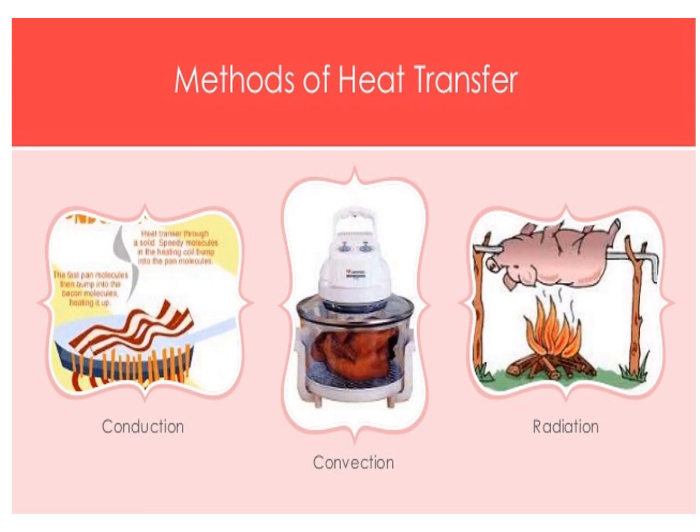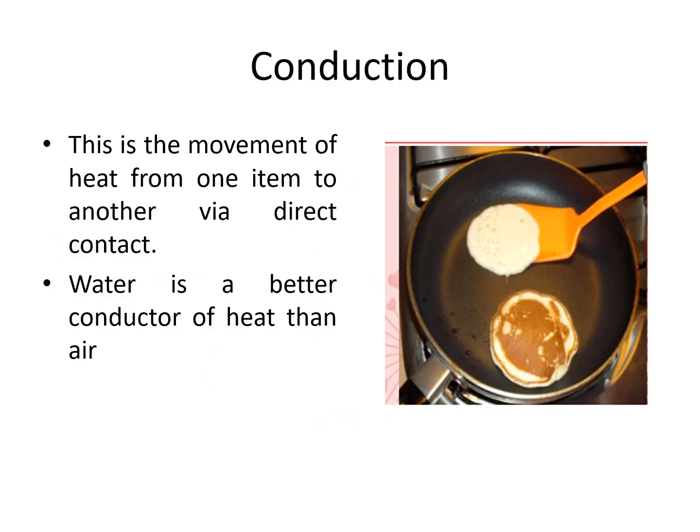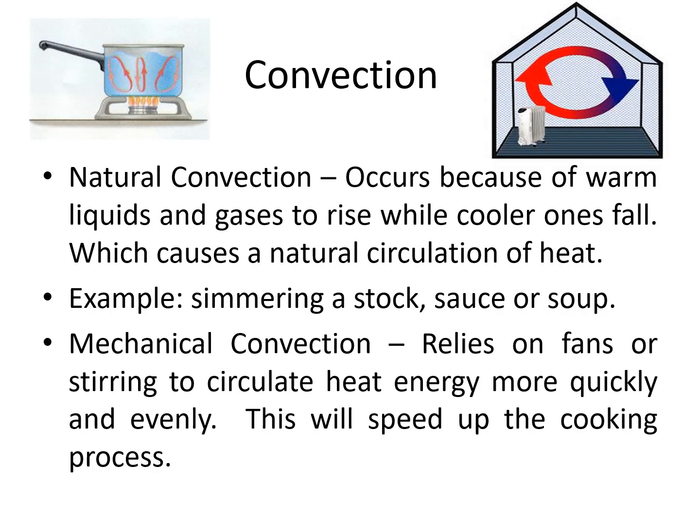Methods of heat transfer: conduction, convection, radiation. Conduction. This is the movement of heat from one item to another via direct contact. Water is a better conductor of heat than air. Natural convection occurs because warm liquids and gases rise while cooler ones fall. An example of convection is the simmering of a stock, sauce, or soup. In mechanical convection, it relies on fans or stirring mechanisms to circulate the energy. So this speeds up the cooking process.